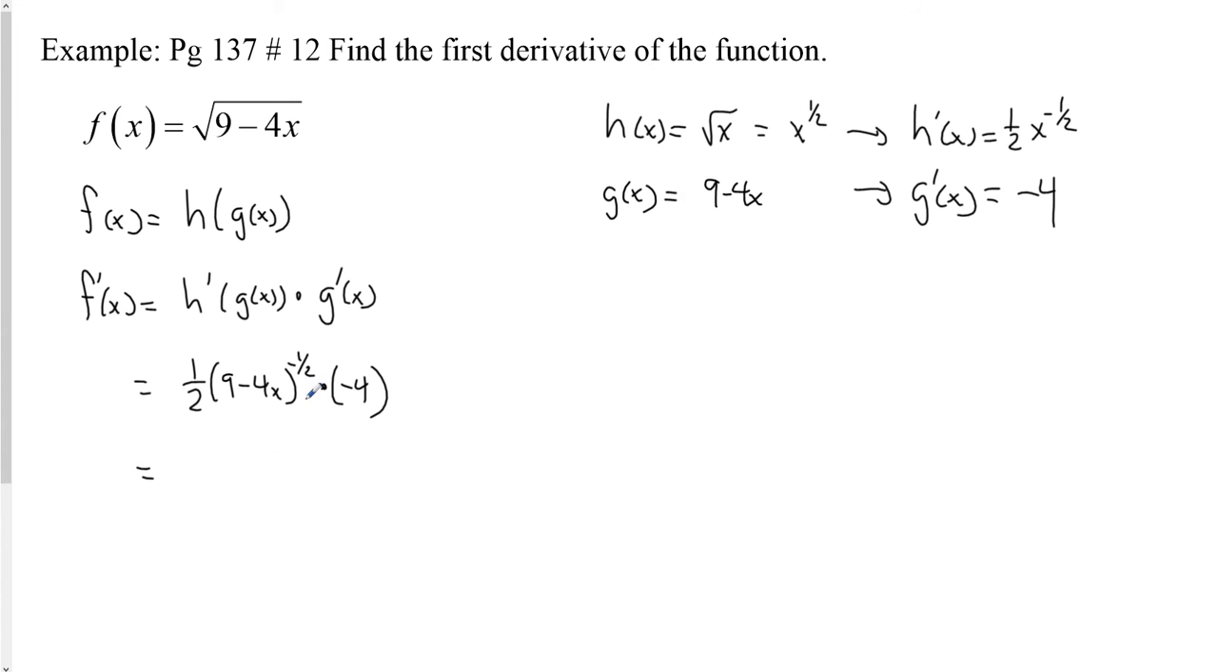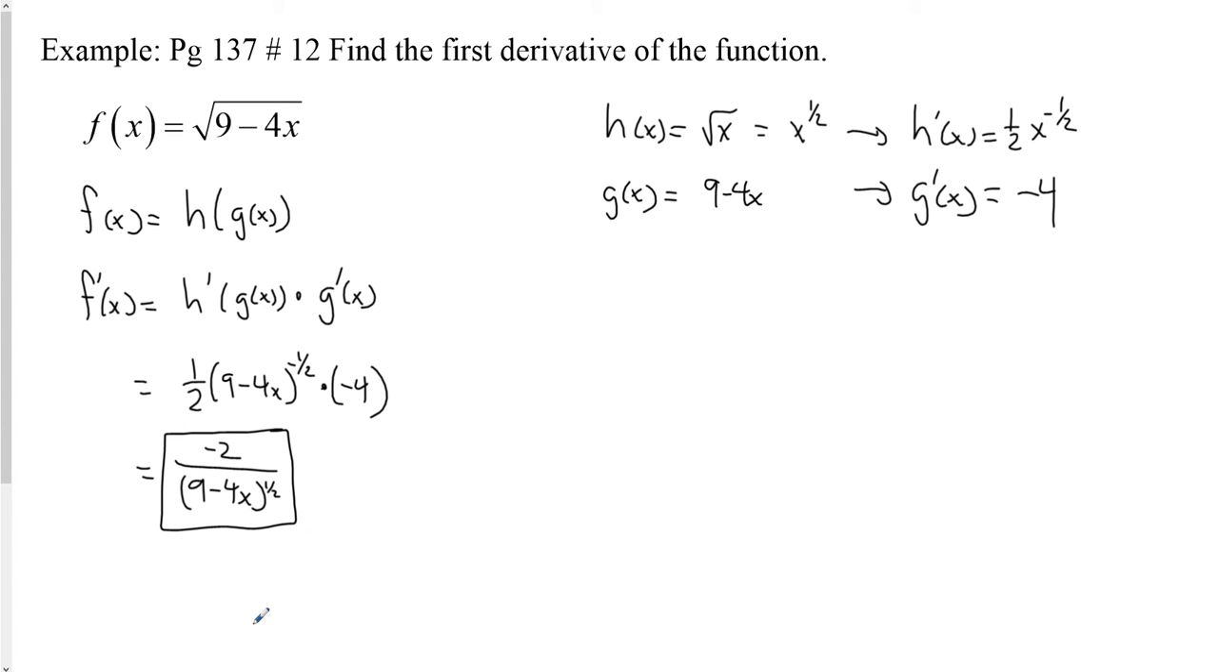All right, so let's simplify here. I want to get rid of my negative exponent, so I push all that to the bottom. So I got 9 minus 4x, all to the 1/2 power. And then I've got a half times negative 4, which is negative 2. That stays on the top. Now again, normally we probably wouldn't leave the half in the bottom. I'm not going to worry about that a whole lot.